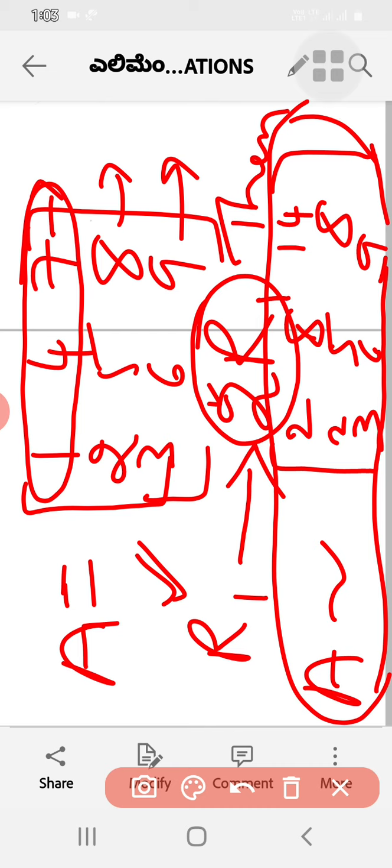So this is one of the elementary operations on a matrix. So let us consider that matrix.